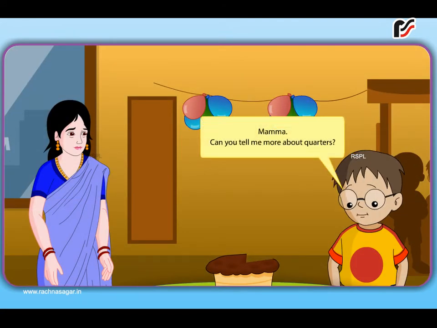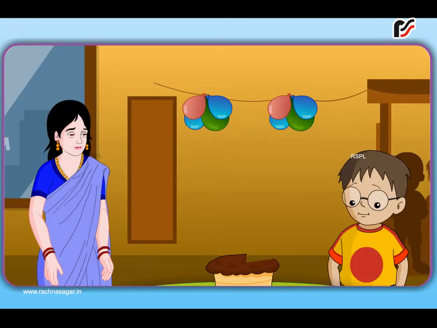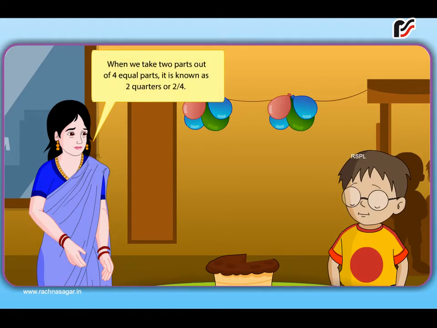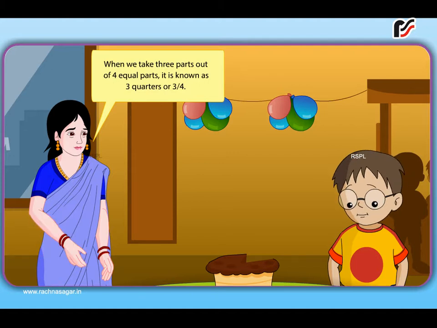Mama, can you tell me more about quarters? Sure. When we take one part out of four equal parts, it is known as one-quarter or one-fourth. When we take two parts out of four equal parts, it is known as two-quarters or two-fourths. When we take three parts out of four equal parts, it is known as three-quarters or three-fourths. When we take all four parts, it is known as four-quarters or four-fourths, which is equal to one whole.